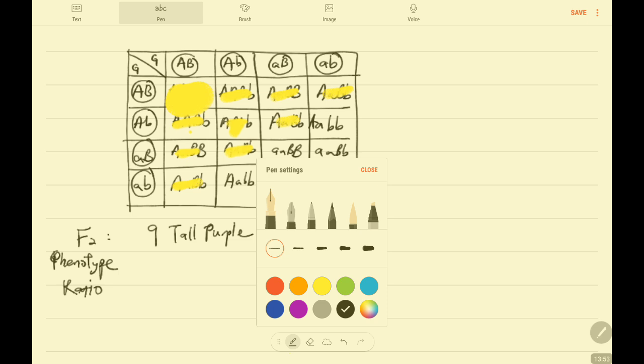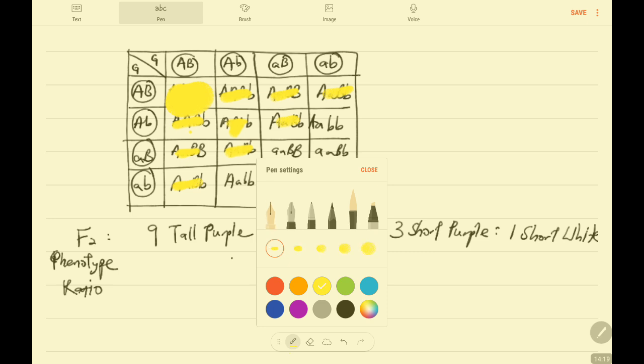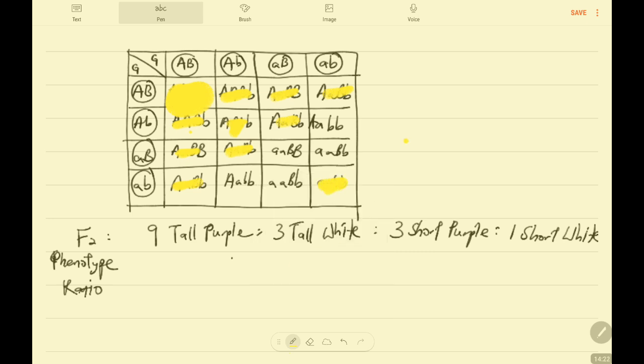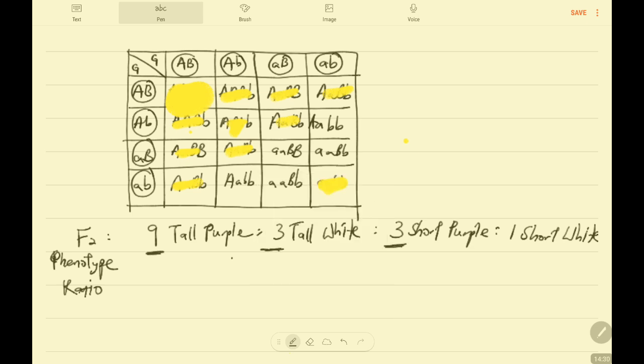How many here? It is 3 tall, white, 3 short, purple, and 1 short, white. Okay, 1 short white is referring to this one. So our ratio, very easy to remember the numbers here, 9, 3, 3, 1. And this is the phenotype ratio.